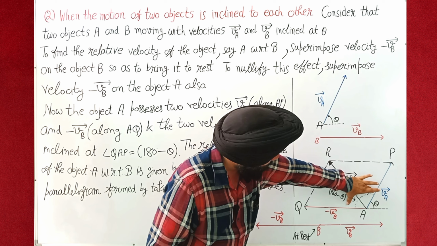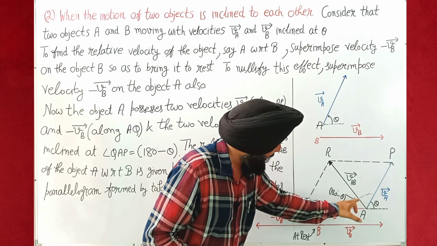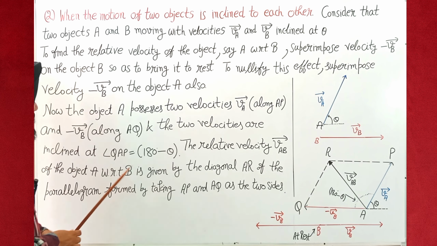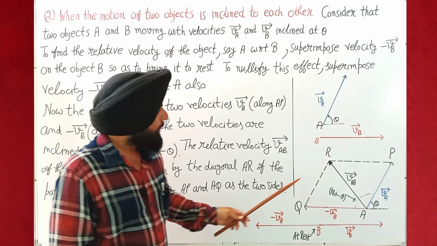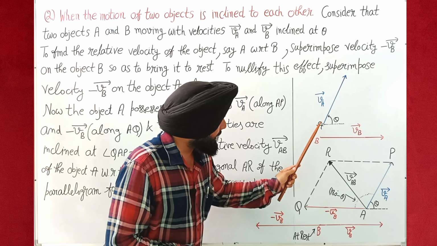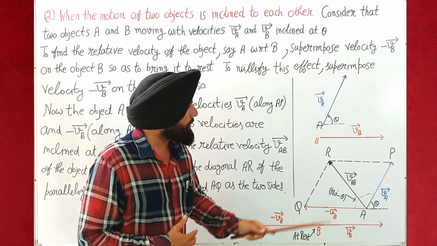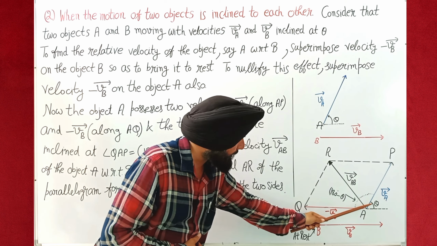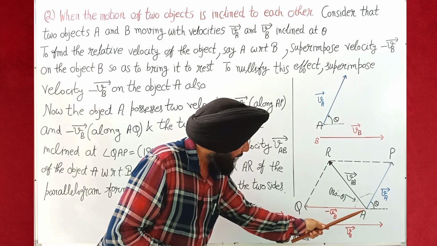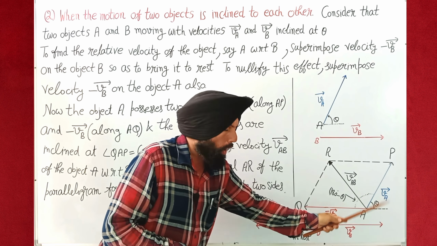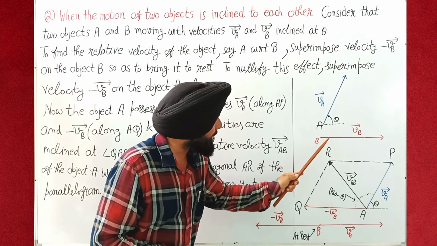Angle between these two velocities, this angle shown by dotted is 180 minus theta. How? The angle between objects A and B, which are moving, is theta. Here it represents theta, the angle between the vectors of object B and A. B and A are making angle theta.